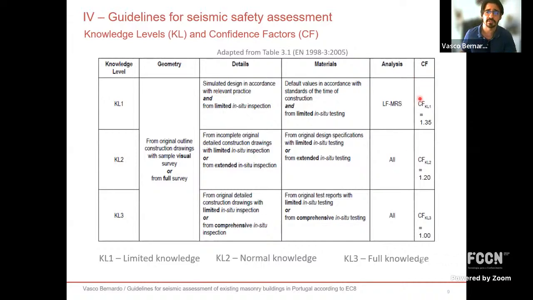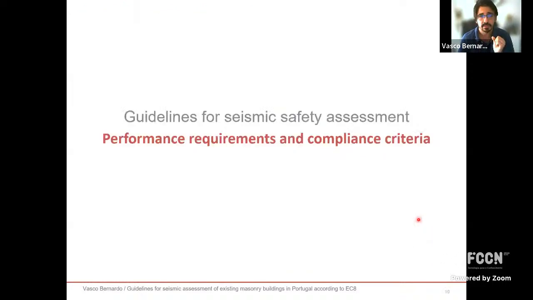The confidence factors also reflect the knowledge level that we have. In some way, they try to account for the epistemic uncertainties in the data collection. So if we are in a limited knowledge level, the mean properties of the building are reduced by 1.35, while for full knowledge, we can use directly the mean properties in the seismic assessment.